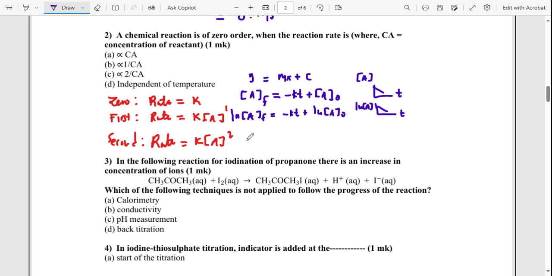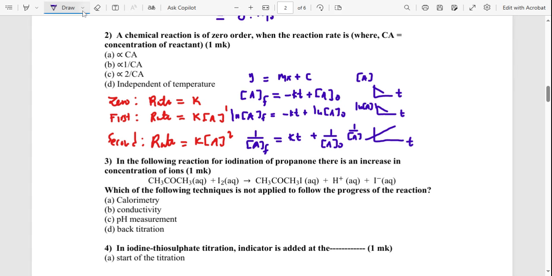And then for a second order, it is the same as the first one, except you have 1 over the concentration. And the gradient, instead of being negative, is positive kT. Even here it is 1 over the initial concentration. So for this one, when you are graphing it, because the gradient is positive, this line goes upwards. The x-axis is still time, but the y-axis you can see is being represented by 1 over the concentration. So you need to know this. This is important for you to know.